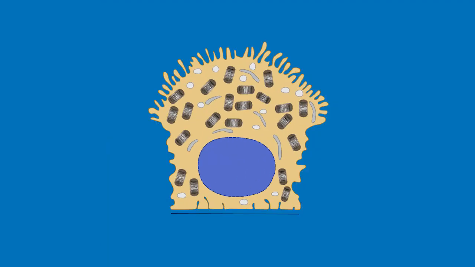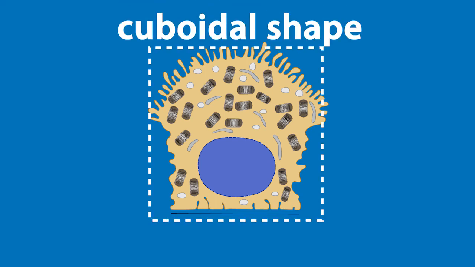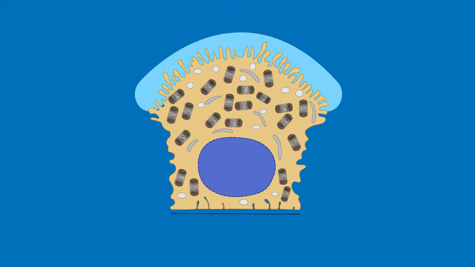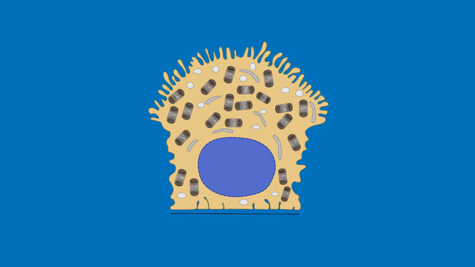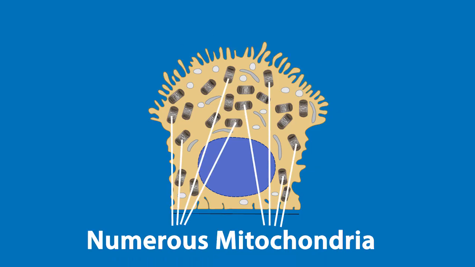And finally, principal cells are also cuboidal with a convex apical membrane with a modest number of small microvilli and a moderate number of mitochondria distributed throughout the cytoplasm.